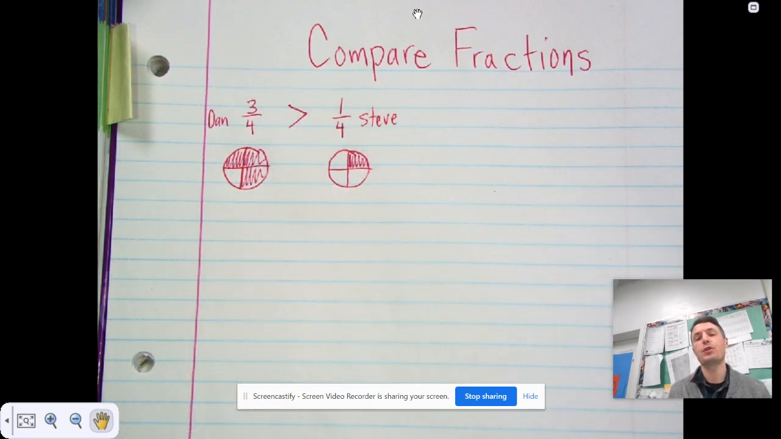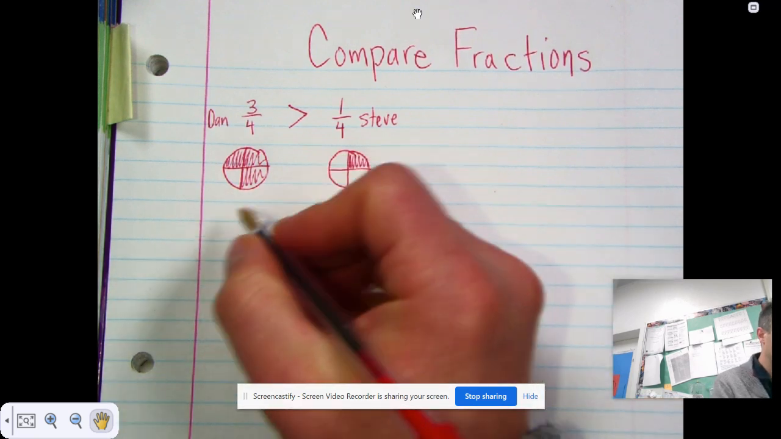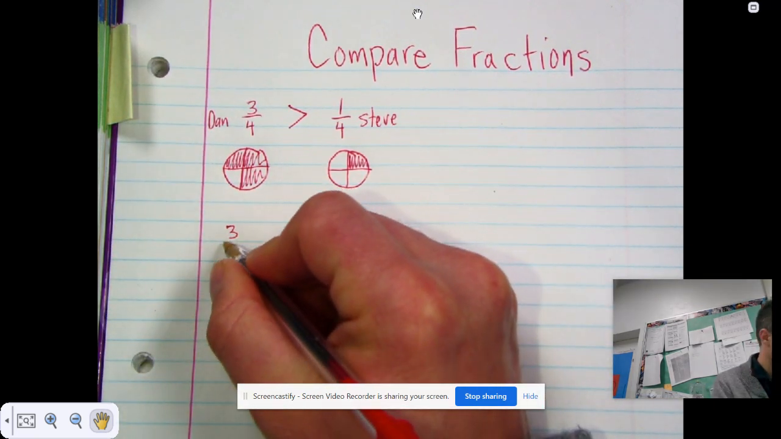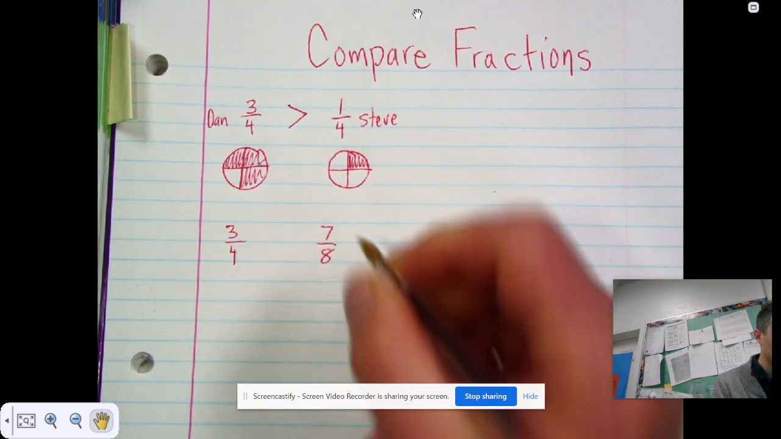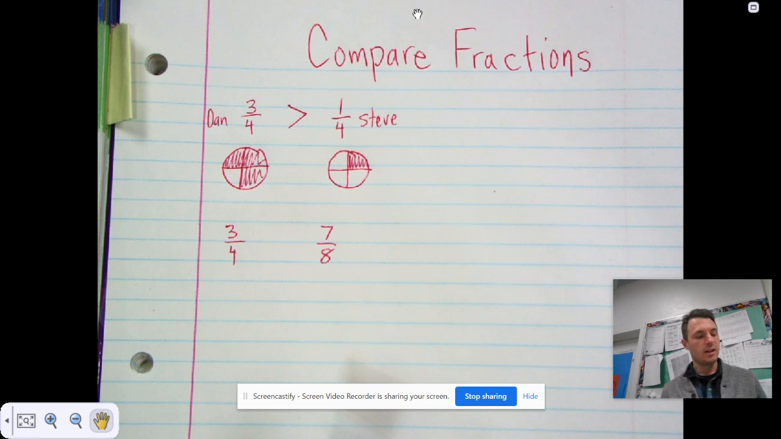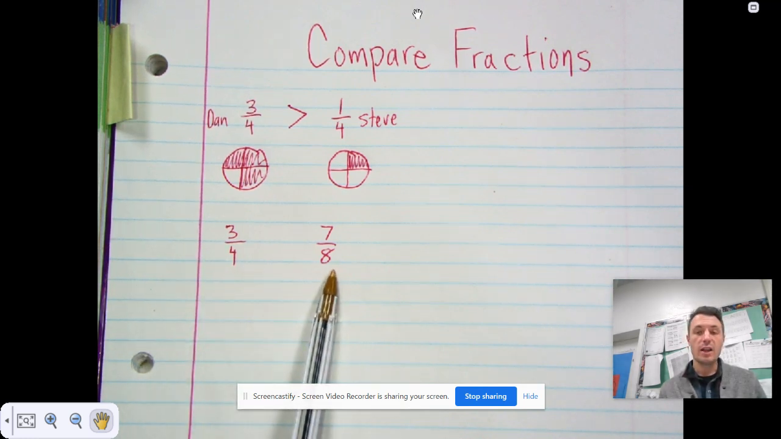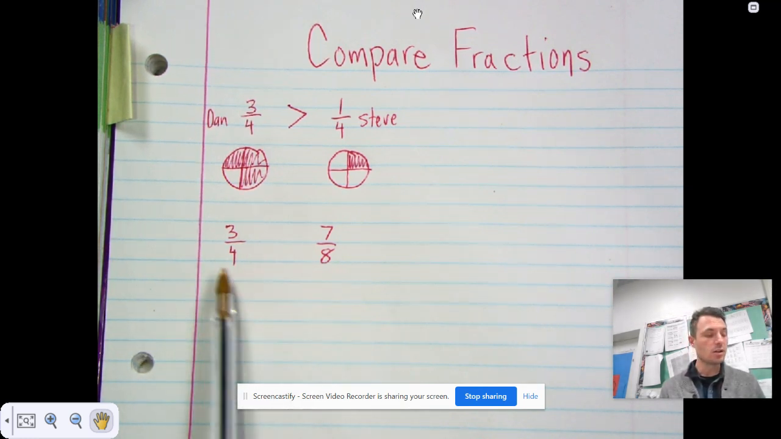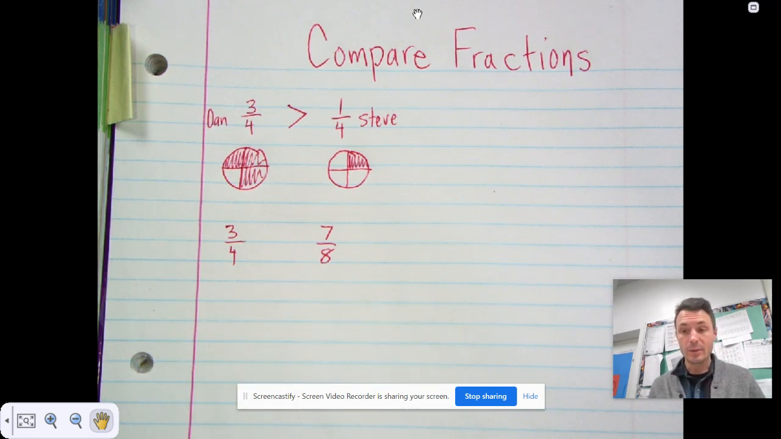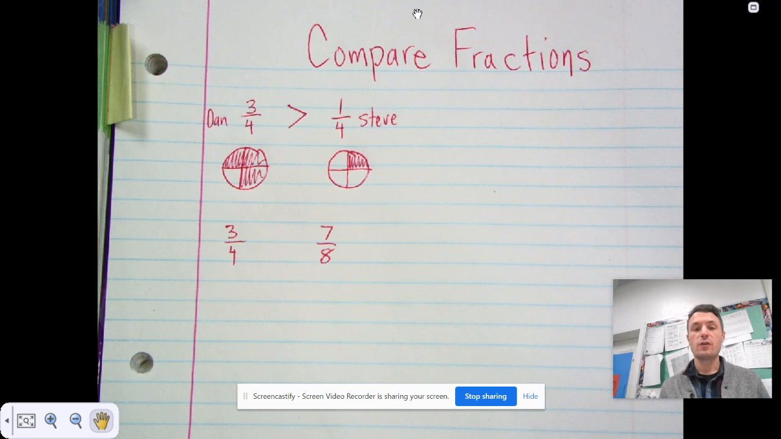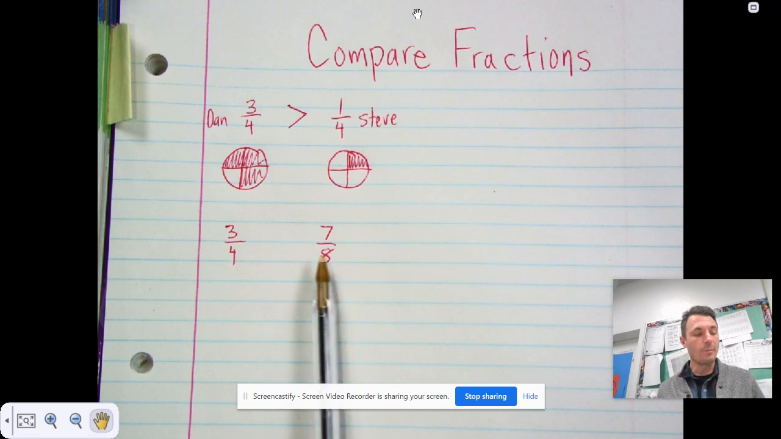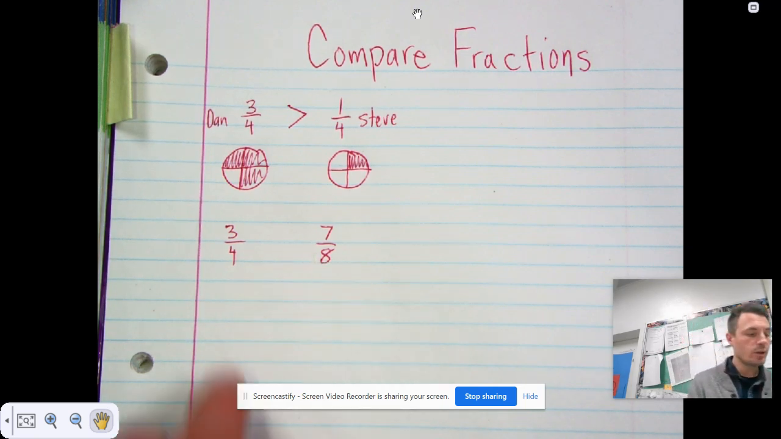So it's easy to compare fractions when they have the same denominator, but it's harder to compare them when they have different denominators. Like, let's say we had to compare 3/4 to 7/8. Is 3/4 bigger? Is 7/8 bigger? Or are they equal? It's kind of hard to tell since they have different denominators. Now, in order to tell which fraction's bigger, we have to find the least common multiple for the two denominators, okay? So this is what we do.